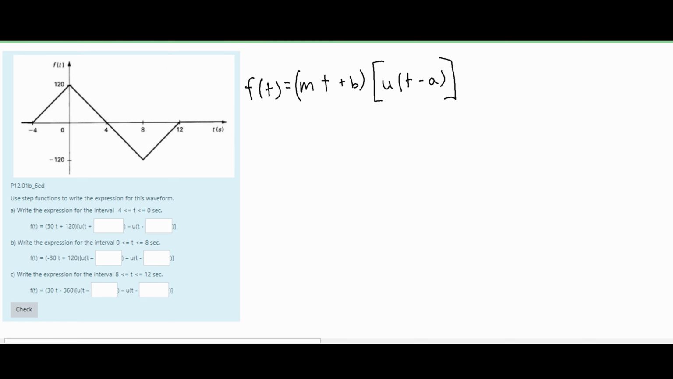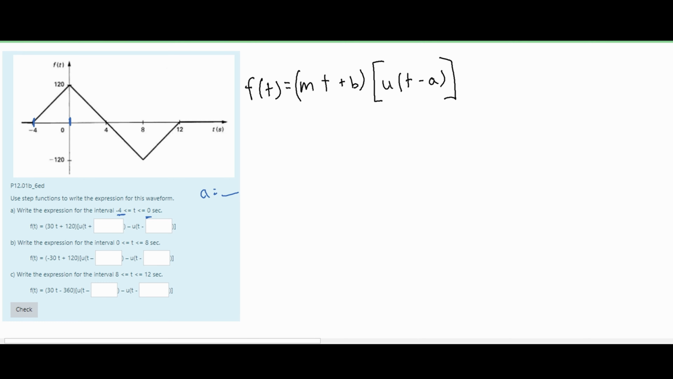So starting this problem off, we are going to look at A. We are given the expression from -4 to 0. That means we're going to go from -4 to 0. And when we write this out inside of here, we are going to be looking at our A. And our A is this and this right here. For every problem, it's going to be those values.